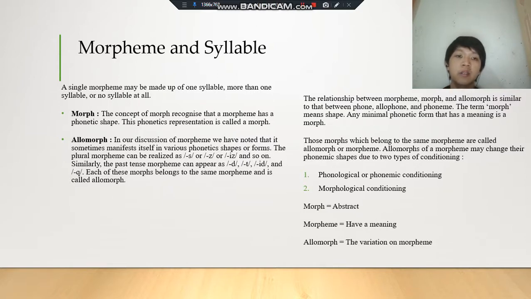As we can see above, we can conclude that a morph is the abstract form, while a morpheme is the form that has meaning, and an allomorph is the variation of a morpheme.